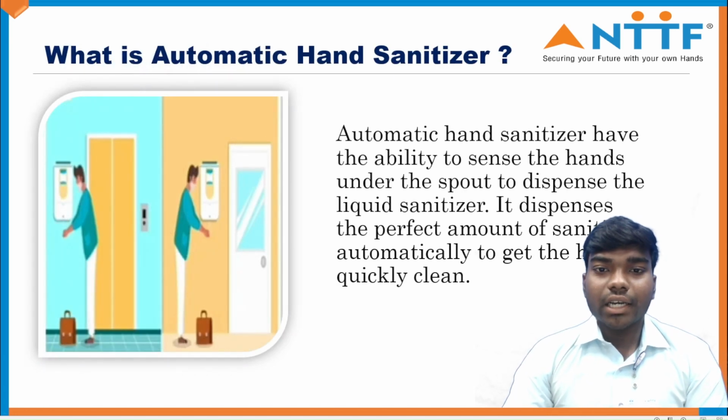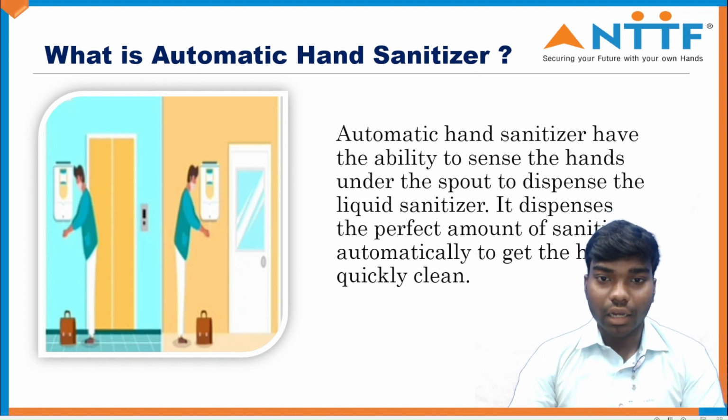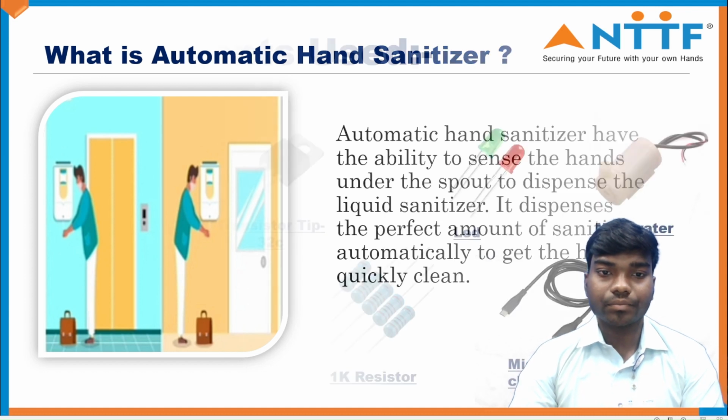So what is an Automatic Hand Sanitizer? An automatic hand sanitizer has the ability to sense hands under the spout and dispense liquid sanitizer. It dispenses the perfect amount of sanitizer automatically to get the hands quickly clean.